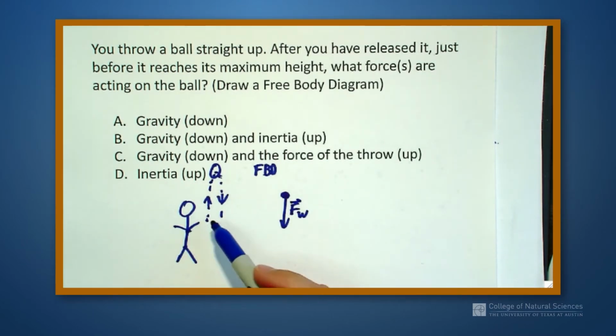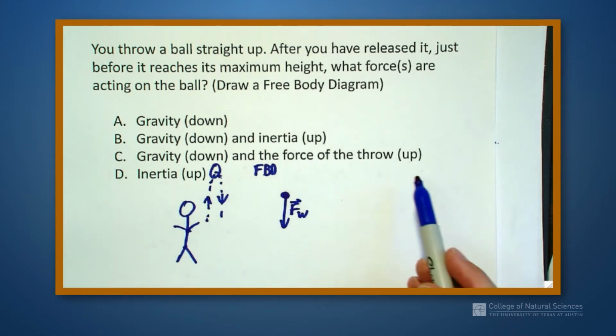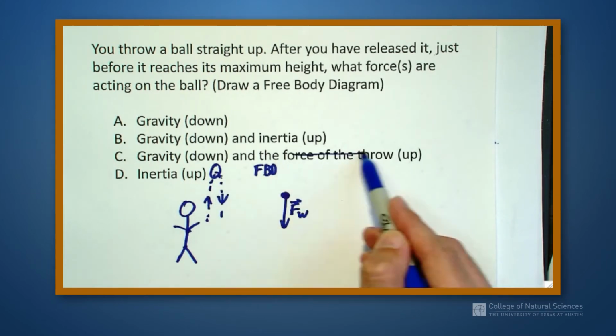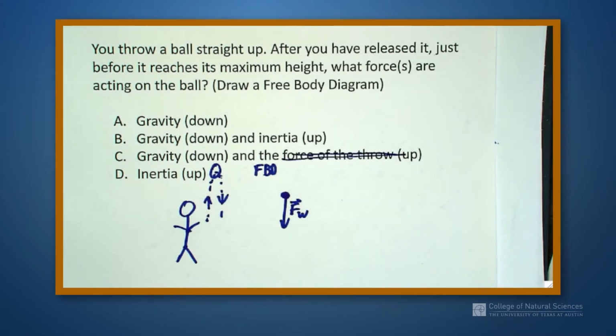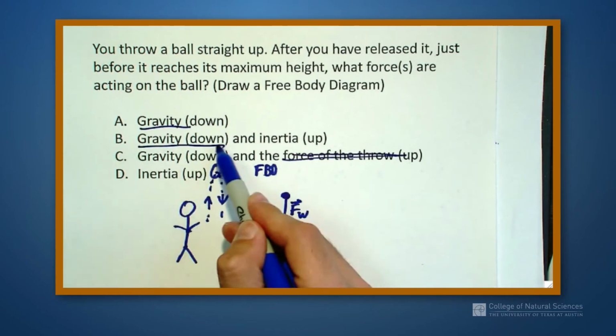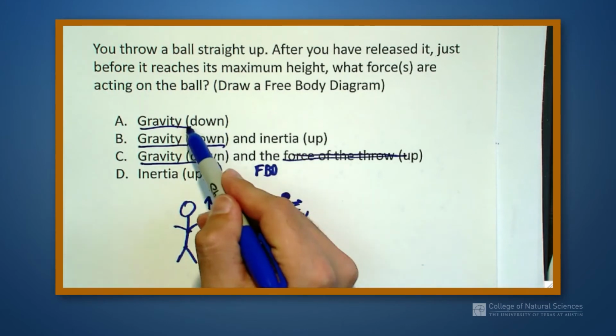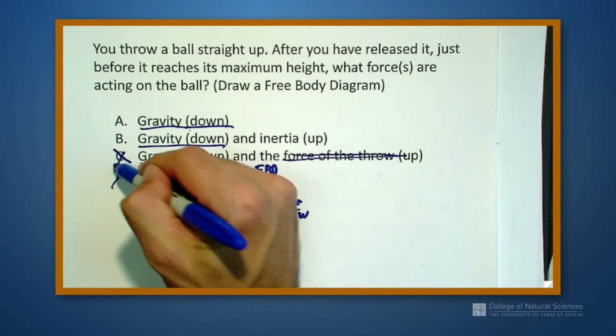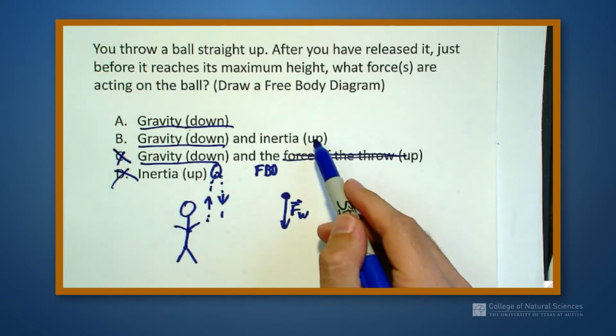It's no longer in our hand, so our hand provides no force. So the force of the throw, well, it's up here. Our hand's no longer acting on it, so that one's wrong. Gravity is a good one. We have a weight force, the force due to gravity, and it's in the downward direction. So I can eliminate D because there is no gravity in that one. So all we're left with now is choices B and A.